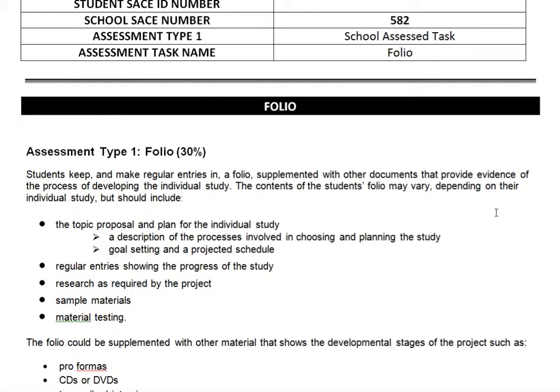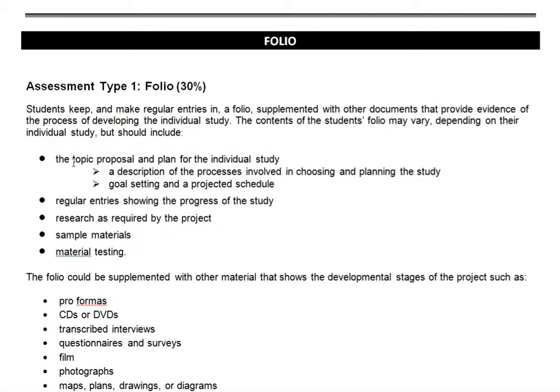And essentially the folio is where you're going to be documenting everything that you do when you're producing the product. Okay, so I guess you could say that it's an informal documentation of the process. The report at the end is a lot more formal than this, but your folio is a little bit more informal. Now there's a couple of things that you need to do.